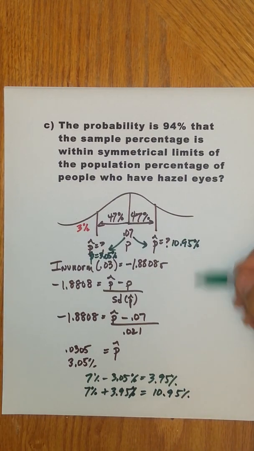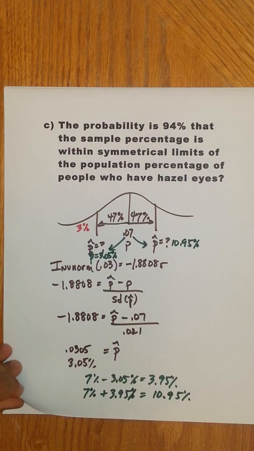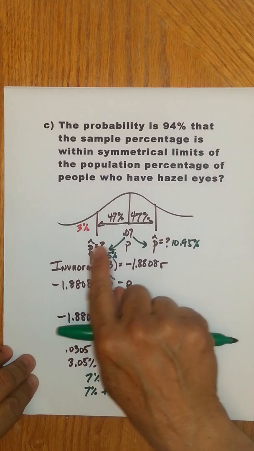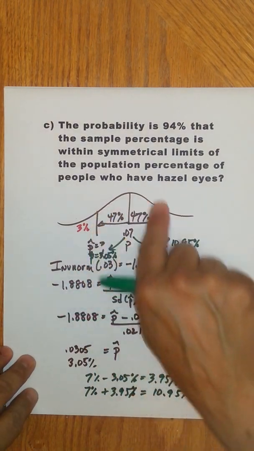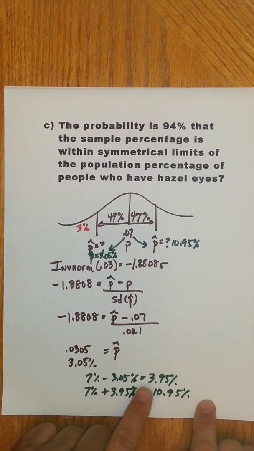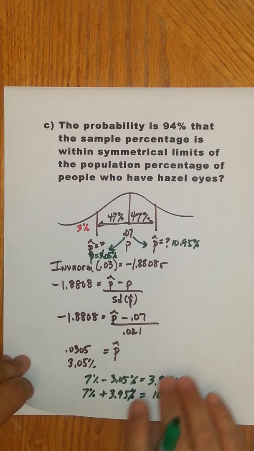Or you could do the whole Invnorm calculations. You can do that to check yourself if you'd like. So basically, 94% of the centrally located sample percents are going to show that between 3.95 and 10.95% of the people have hazel eyes. Right? That's the idea there.